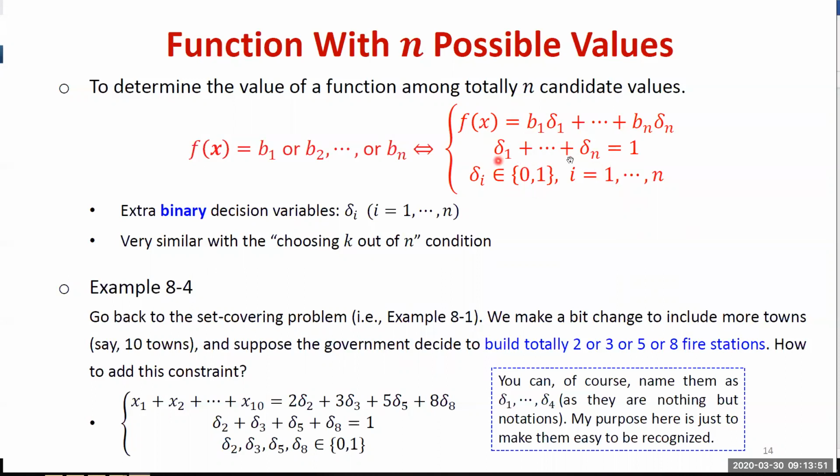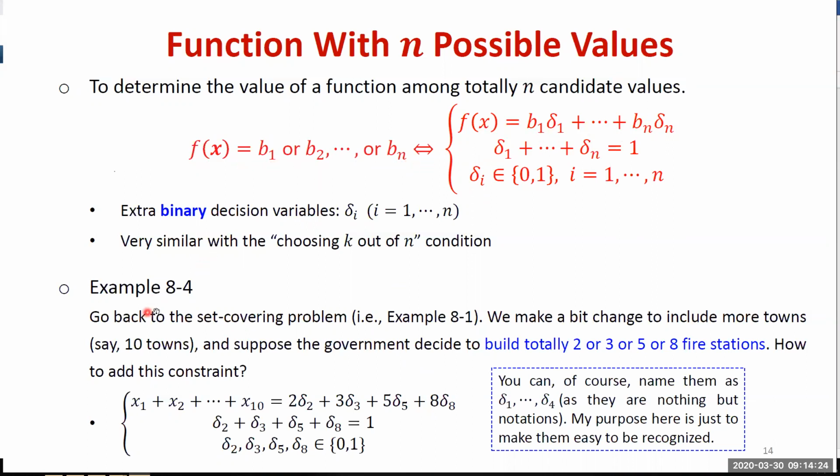So what does it mean? First of all, the summation of deltas equals 1. That means I can choose exactly one delta i to be 1, because the delta i's are all binary. And then I set fx equal to b1 delta 1 plus ... plus bn delta n. That means fx has exactly one choice of value, which is one of the bi's. So this guarantees that the value of fx must be exactly one of them.